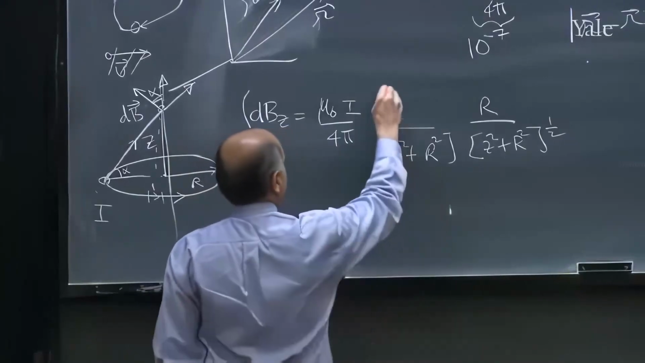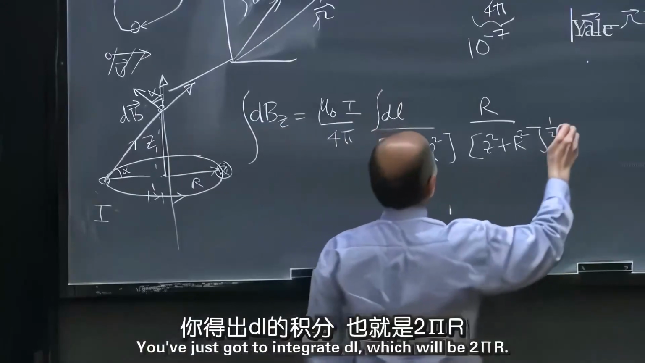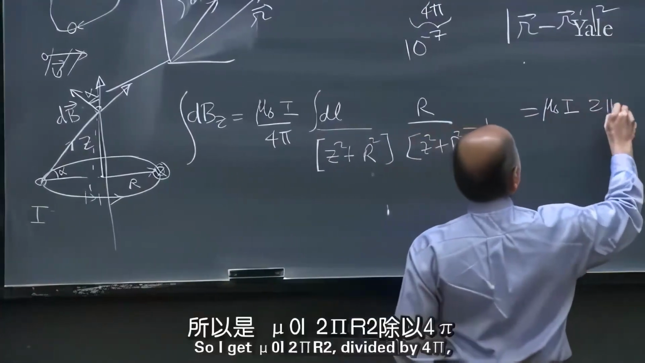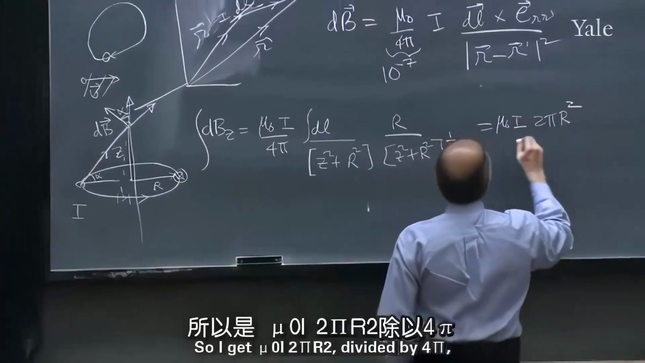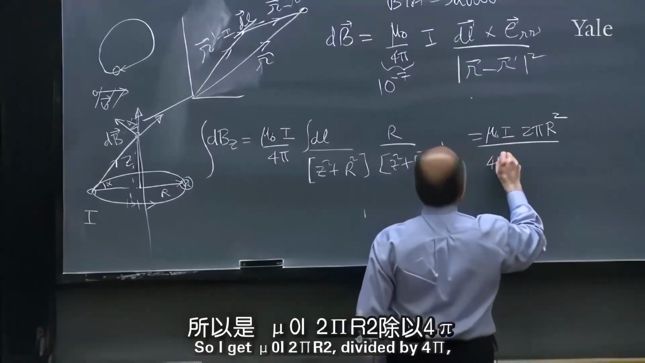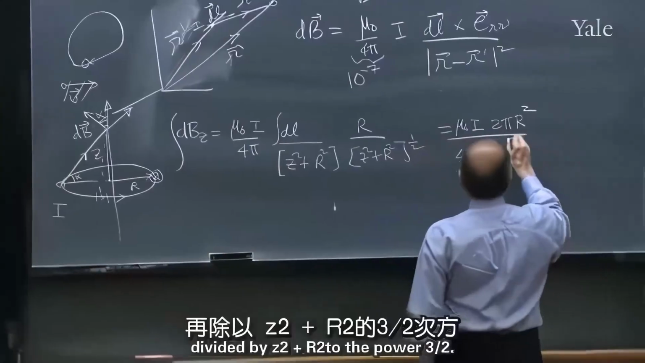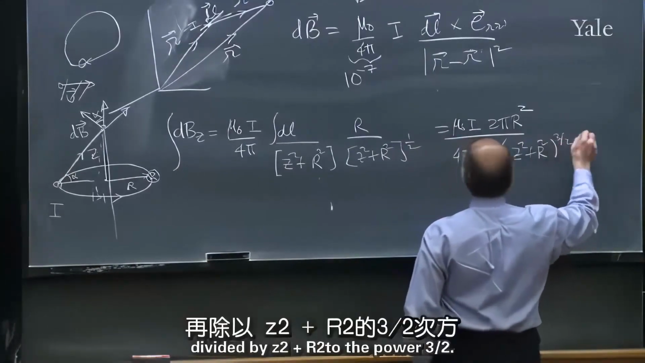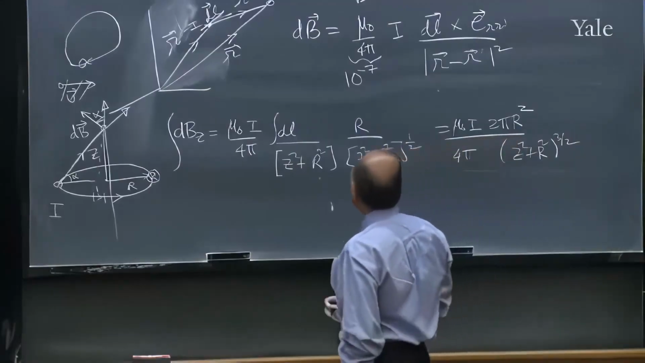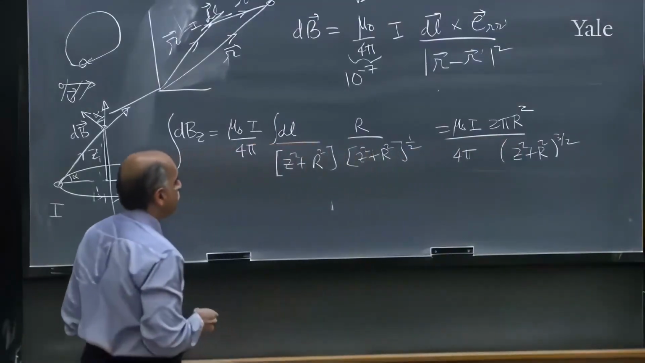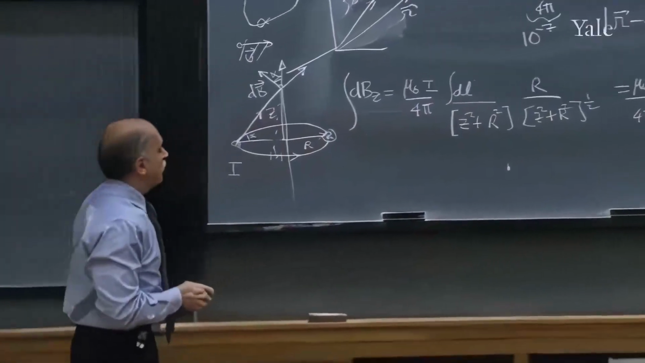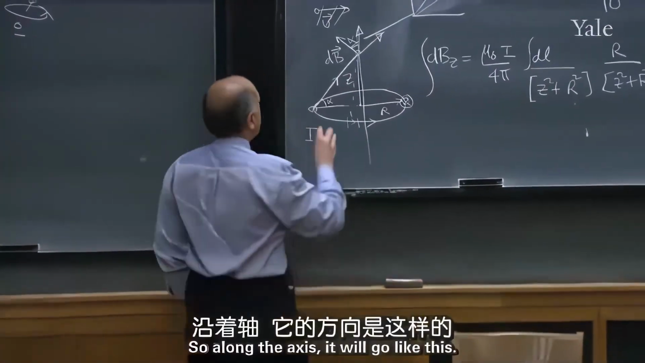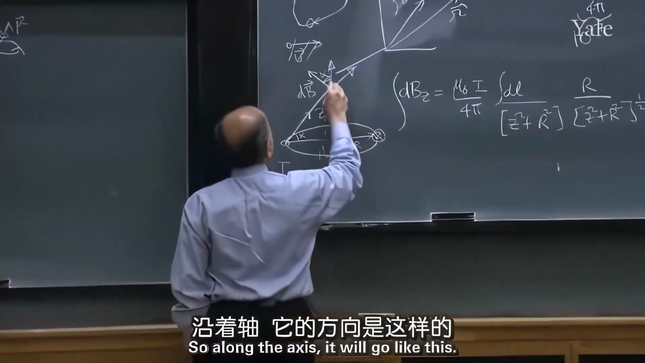Z and r are fixed. Just got to integrate dl, which will be 2 pi r. So I get mu 0 I over 2 pi r squared divided by 4 pi divided by z squared plus r squared to the power 3 over 2. That is the magnetic field here. So along the axis, it will go like this.